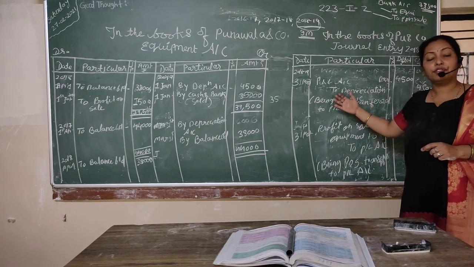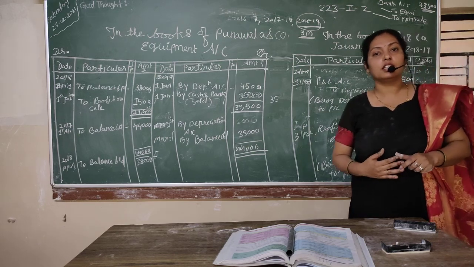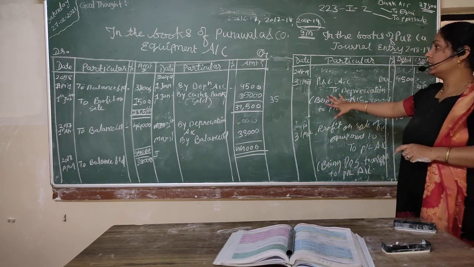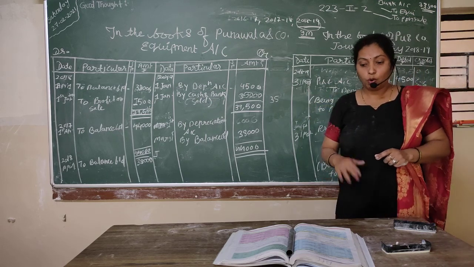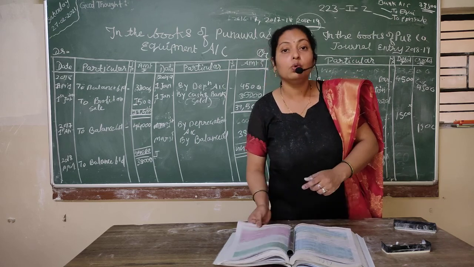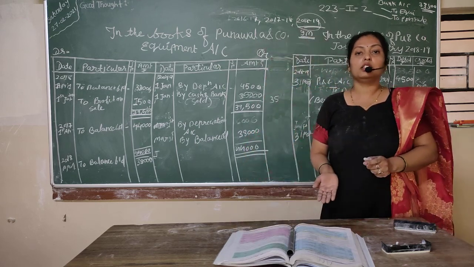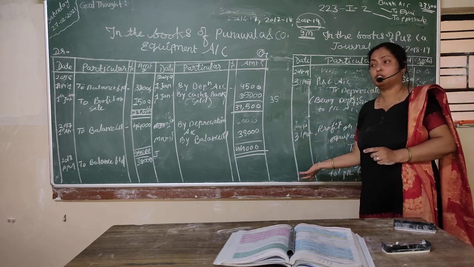If you get confused, remember the journal entries by heart, and practice this question on your own after watching this video. Also please solve practical problem number 2, which is very similar to this one, so you will come to know what effect should be given.